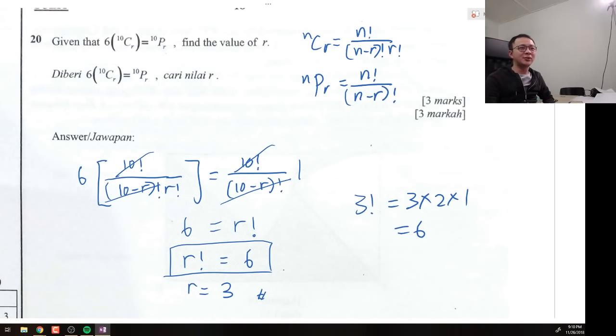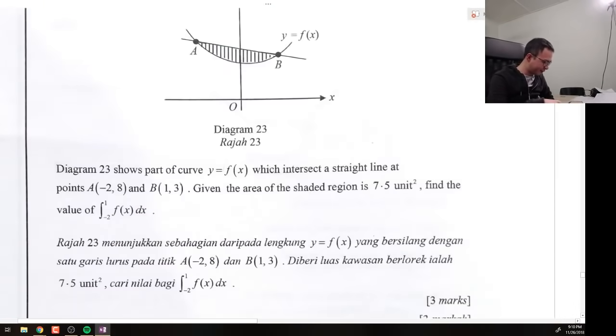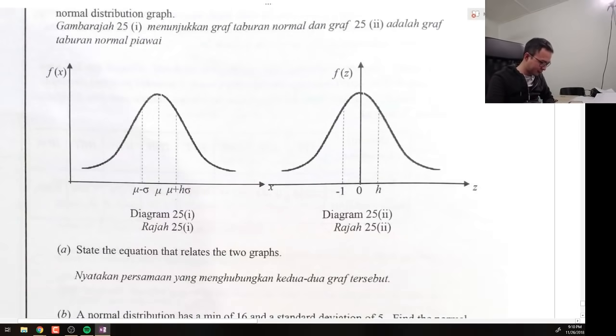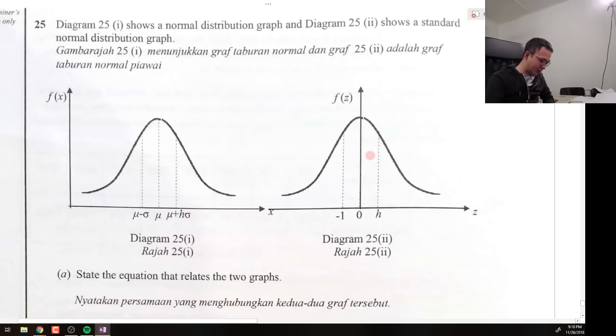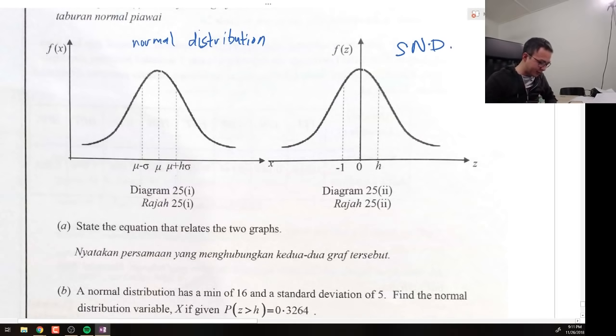Some students have suggested question 25, so let's have a look at question 25. Oh, okay, this one doesn't look so friendly. Diagram 25 shows a normal distribution graph and a standard normal distribution graph. So this one is the normal distribution, and the other one is the standard normal distribution. State the equation that relates the two graphs.